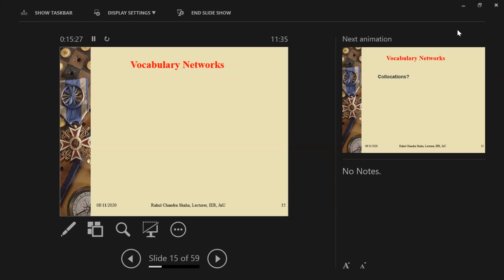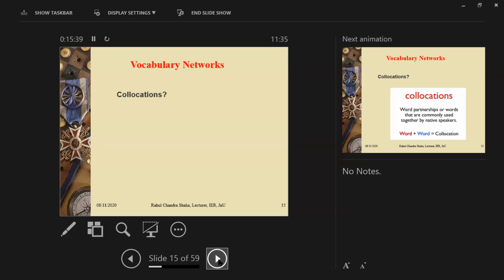In this discussion, we have to explore these things from the view of linguistics. The first one from you is collocation. So what is collocation? Do you have any idea about collocations?